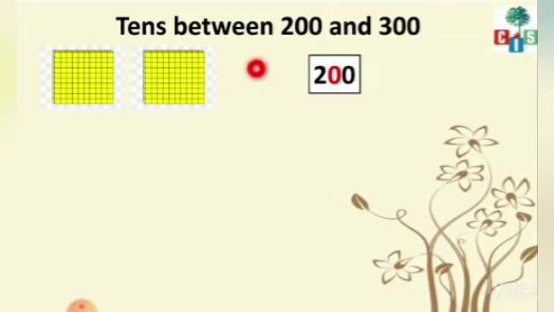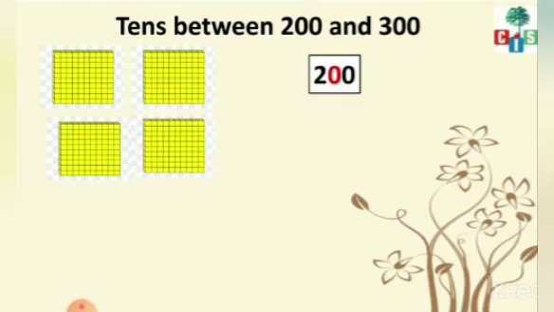Here there are no tens and ones. Okay, so the answer is 200, and at the place of tens it is 0 because there are no tens over here, no blocks of tens. Now let's move to the next one.